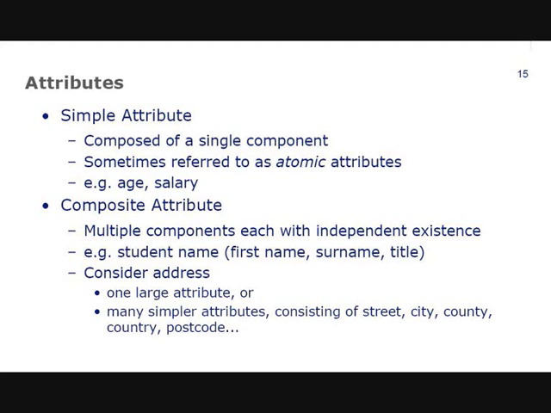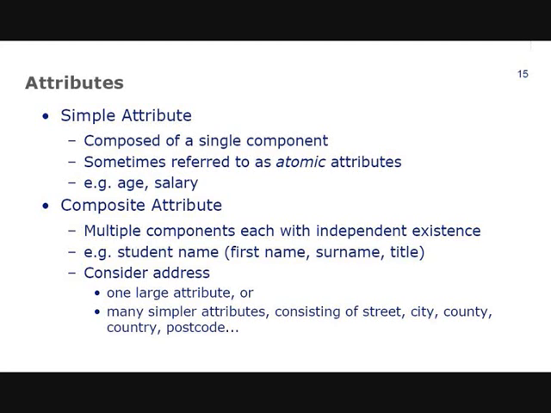Or we can have composite attributes, which have multiple components, each of them with their independent existence. So if I have the student name as a whole, that should be a composite attribute because I have the title, the first name, the initial, the middle name, and the last name. So I could see it as a set of simple components, or I could see it at the higher level as a composite attribute.